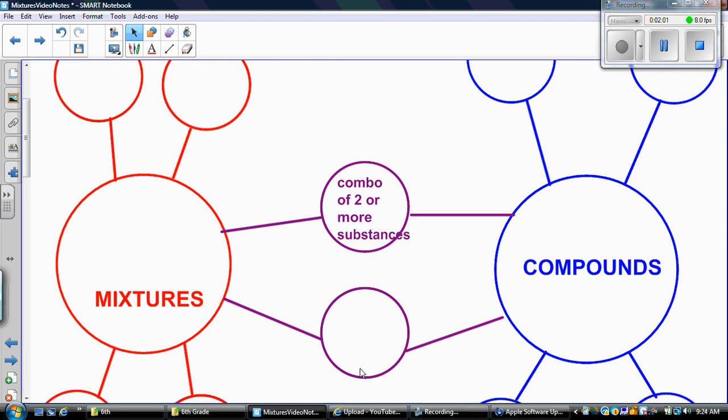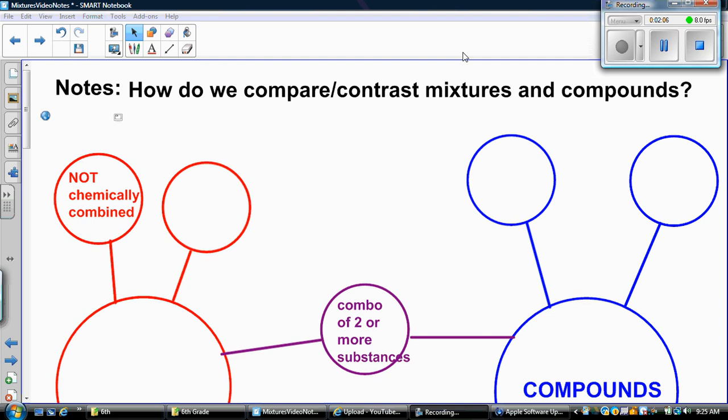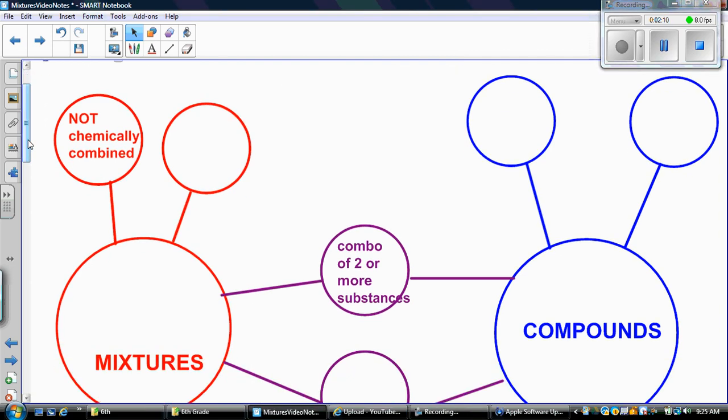Here's the other one. Okay, so now let's take a look at mixtures and how they're different from compounds. Remember, mixtures are not chemically combined. That means that they keep their own identity. So whatever's in a mixture can keep the same properties that they've always had.